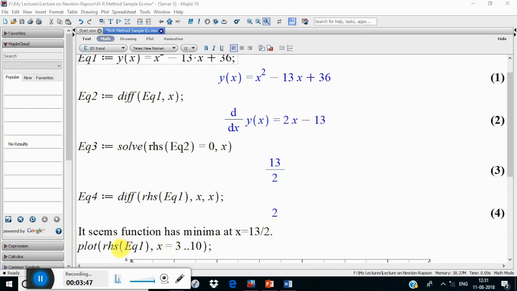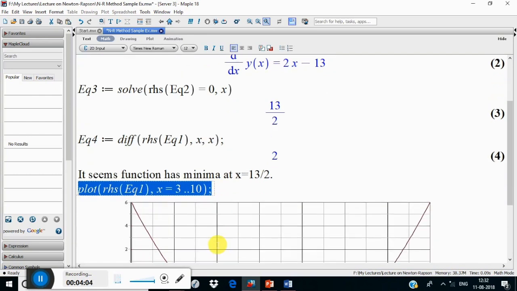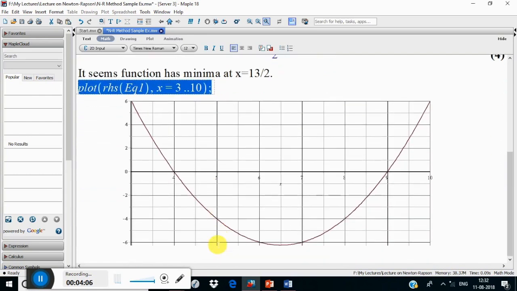Now we can use a very simple command, plot the right hand side of equation 1 in the range 3 to 10. I already know the range 3 to 10 because it intersects the x-axis at 4 and then at 9, so I have selected the proper range, and here you can see the graph.